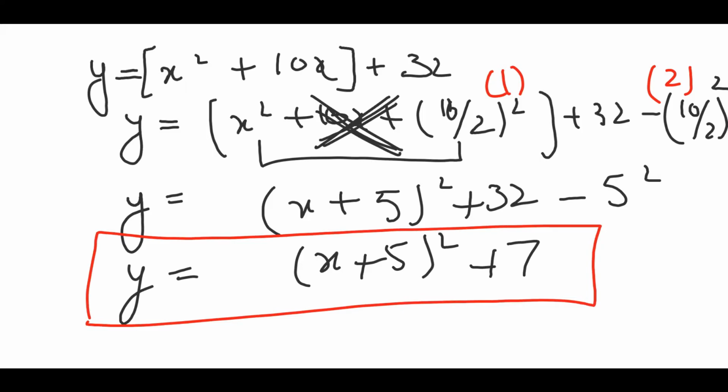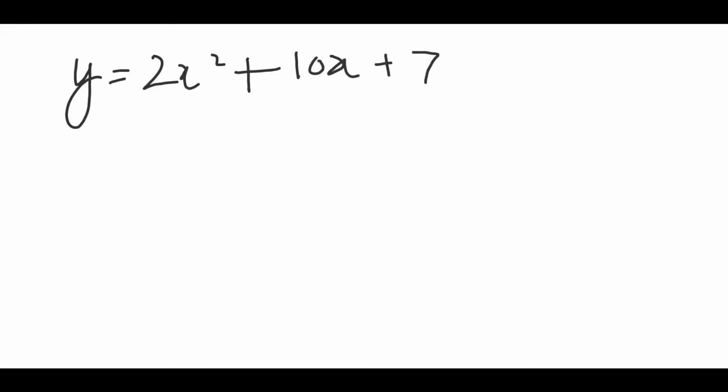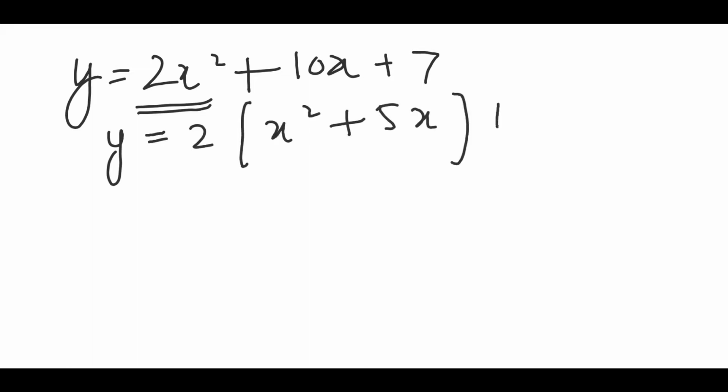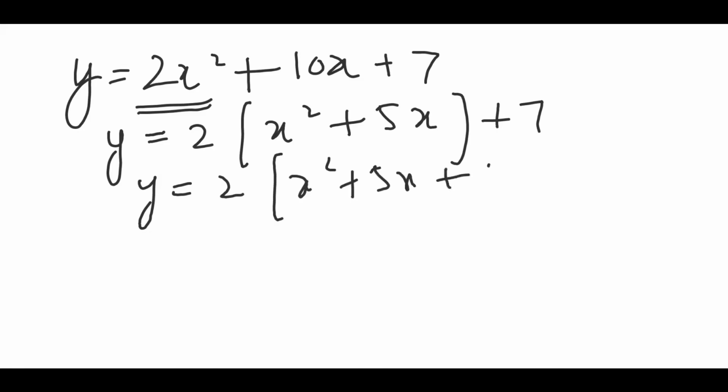Now this was a very, very simple example. We'll move towards another example that is a bit complicated. We can take it as y is equal to 2x squared plus 10x plus 7. What do we really have to do with this? Now we need the x squared term alone, so we take 2 outside and we separate the coefficient. Then we apply our first rule, which is halving the coefficient of x and then squaring it and then subtracting it.